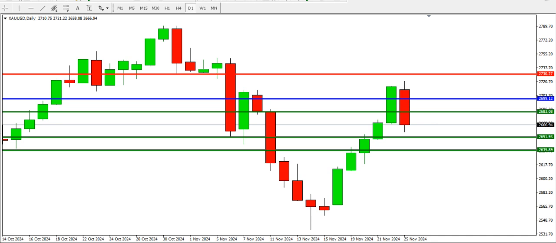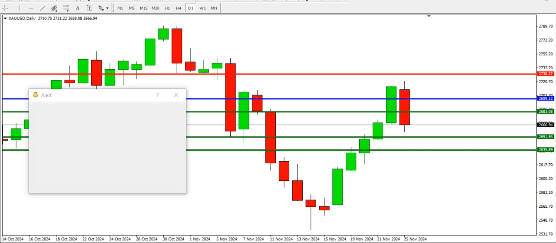Today we'll be looking at how we can trade gold on the smaller time frames. But before we go to the smaller time frames, we're going to take a look at what has happened on the higher time frames, and we'll be starting with the daily time frame using pivot analysis.